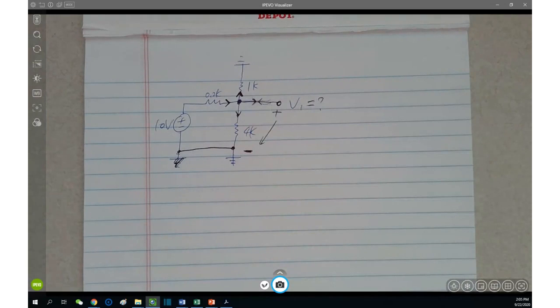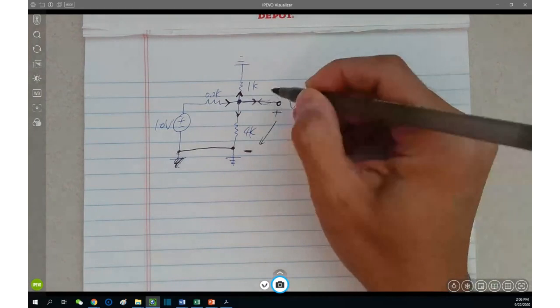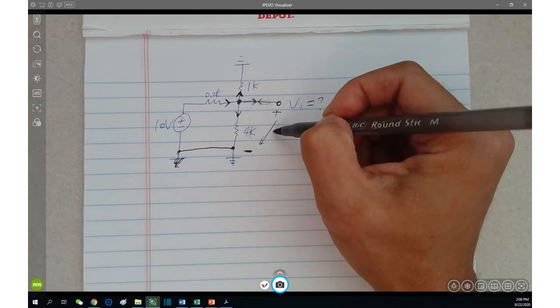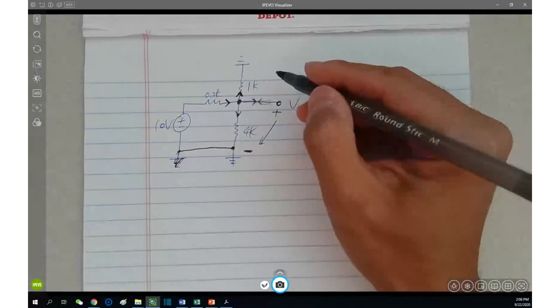Zero, absolutely zero. This is the open circuit. You have V1 as voltage. However, it's an open circuit. There's no current. Okay, so there's no current involved here.